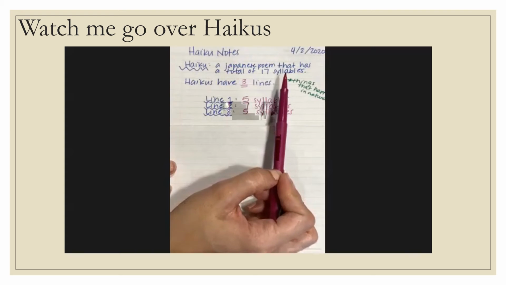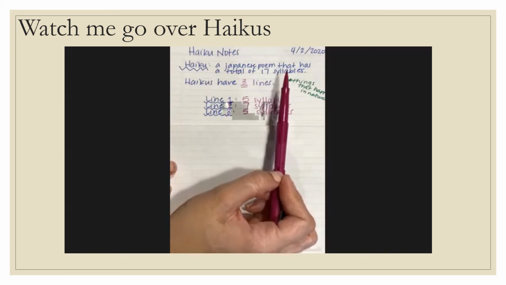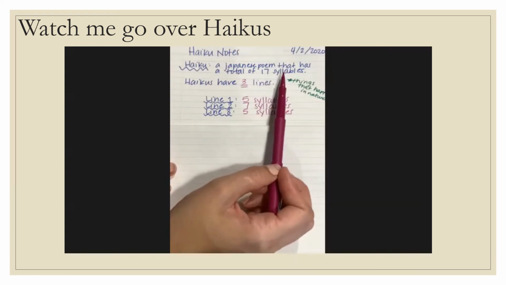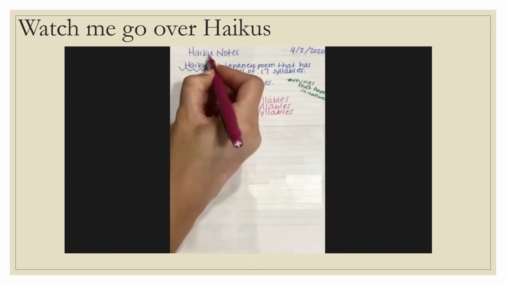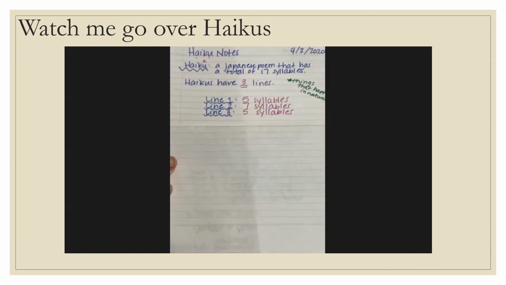Now, if you guys remember, a syllable is the beat of a word. So, for example, haiku, okay? Haiku has 2 syllables to it, okay? 2 beats, haiku. Lazera has 3, lazera, okay? So that's something to keep in mind because that's what makes a haiku a haiku.